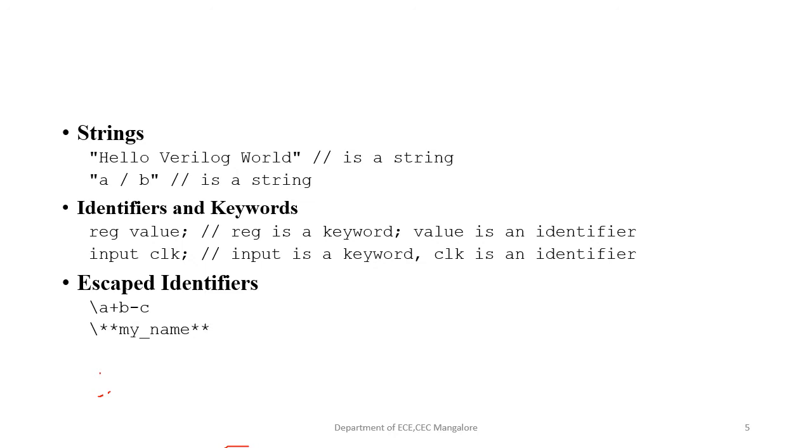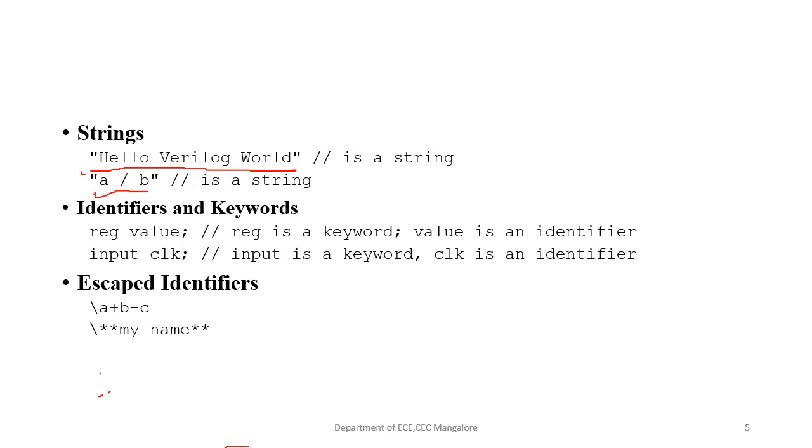If there are any white spaces, they are included in the string. They will be considered as characters only. You have different types of ASCII characters, so you can use any ASCII character inside these double quotes. Strings are declared as, see here, a divided by b or hello verilog world, like this. Anything you can write like this. So this is regarding strings.